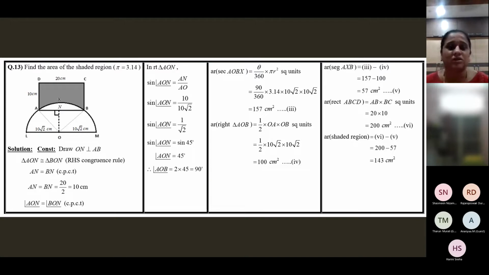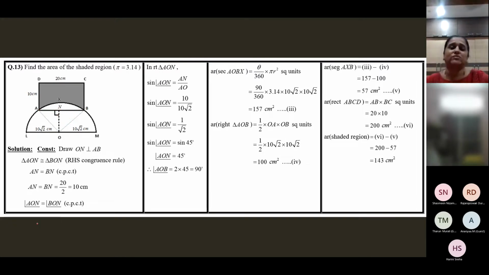Using trigonometry means you need a right triangle. So then you have to do the construction. Construction ON perpendicular to AB. Then these two triangles are congruent to each other. So AN is equal to BN and this angle is equal to this angle. Then use this right triangle and find this angle. Double it to get the full angle.